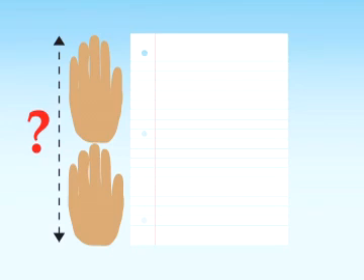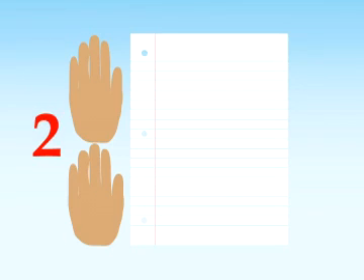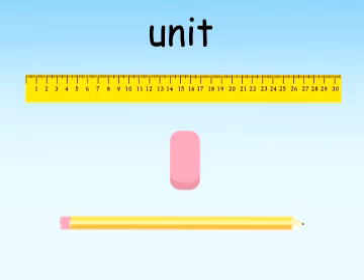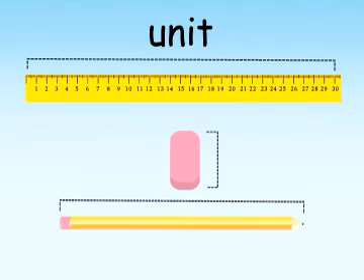We can use a hand to measure it. How many hands long is the paper? It is 2 hands long. A unit is an amount to measure by. You can use anything as a unit. The size of the unit must stay the same. An eraser can be a unit. A pencil can be a unit. A unit is an amount to measure by.